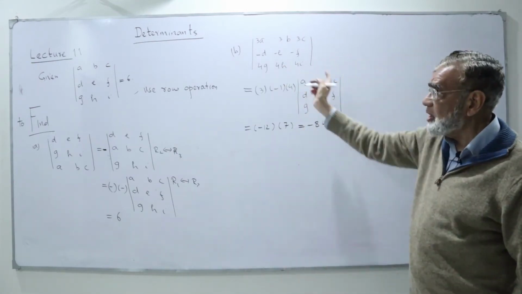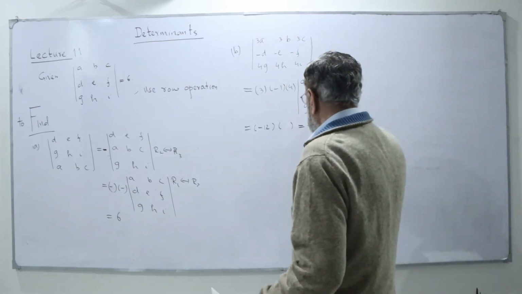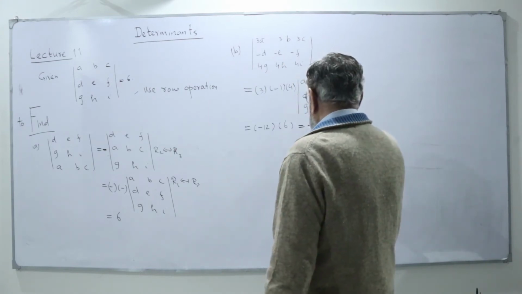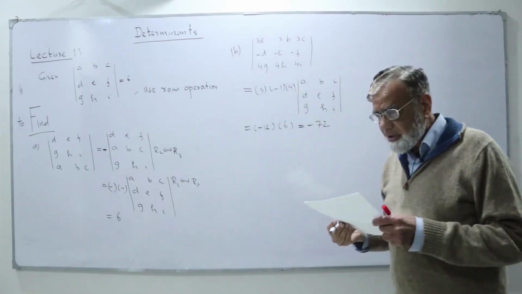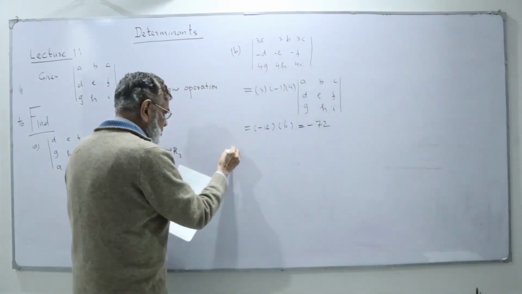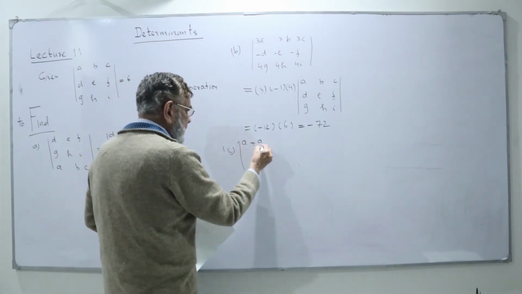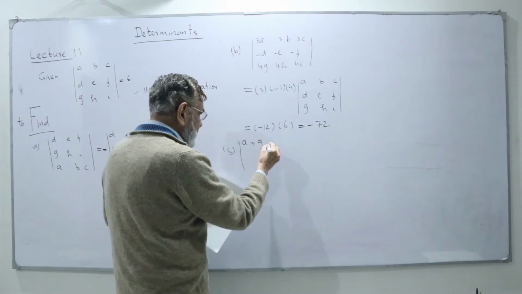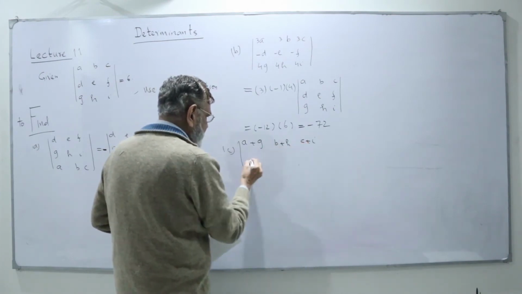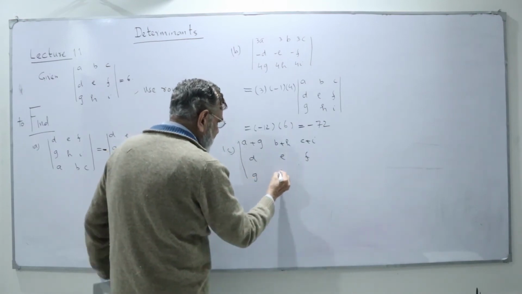So I change this one, not here 7, this is 6. And we can have here 6, and the result will be 72. So that's the result. Now we take another part of this one, this part C. In part C, we are having here a determinant. We want to find A plus G, B plus H, C plus I. I'm having here D, E, F, and I get here G, H, I.